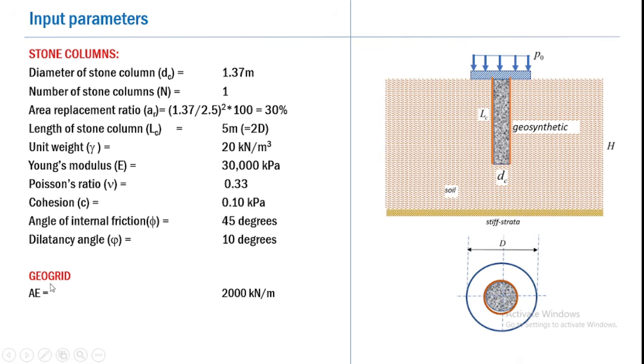Now coming to the geogrid, we know that the geogrids have got very high tensile properties, whereas they don't have any capacity as far as the flexural rigidity is concerned. So for the geogrid that is used for this example, we have considered an axial rigidity EA equal to 2000 kN per meter. So let me take you to the PLAXIS 2D model directly.